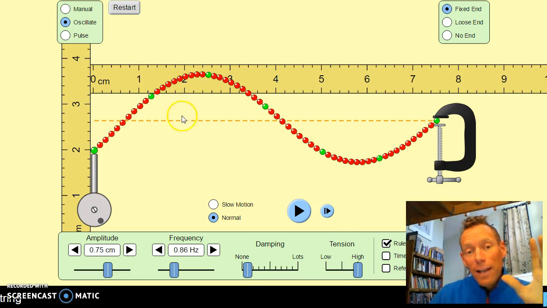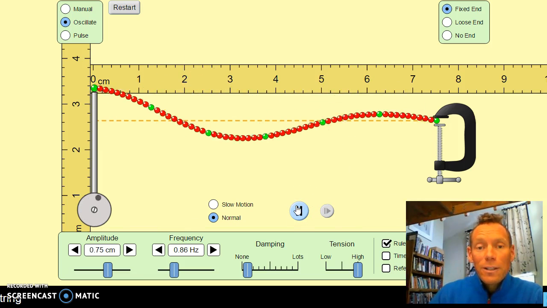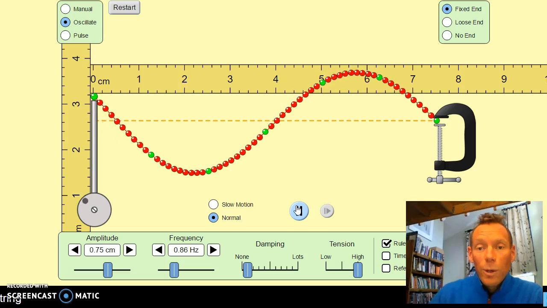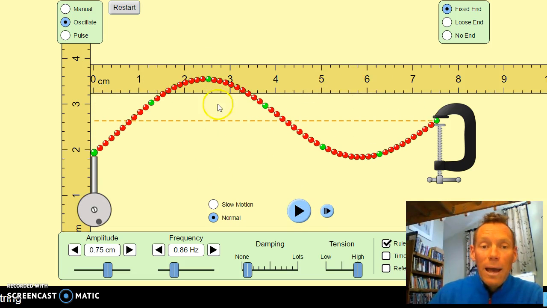So it's up, and then it's down, and then it's up, and then it's down. This region here we call an antinode. So that's a region of maximum displacement. And then the region in the middle we call a node. So that's a region of minimal displacement. And then out here we have another antinode. So I'll push play again, and you see this pattern repeating itself where we have maximum displacement, minimum displacement, maximum displacement. Okay, and that was at a frequency of 0.86 hertz.